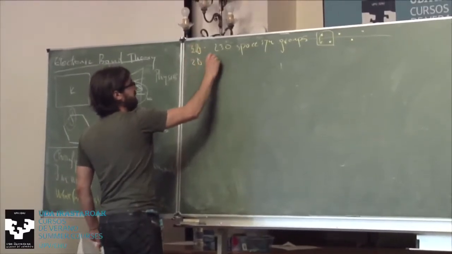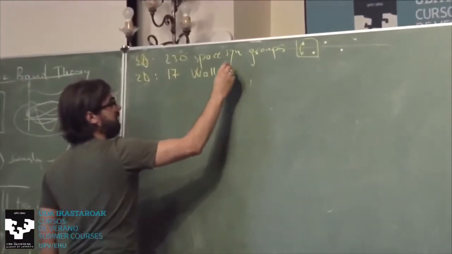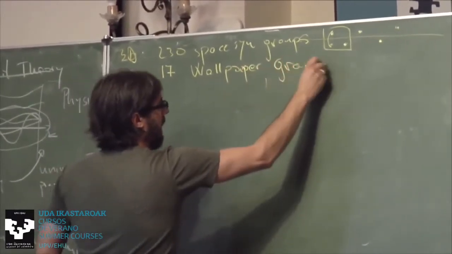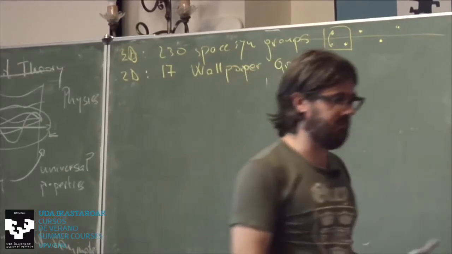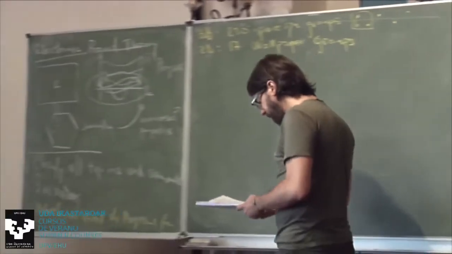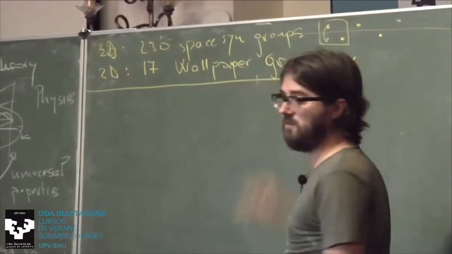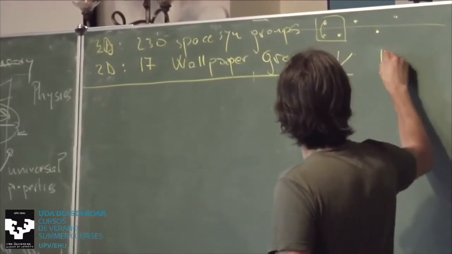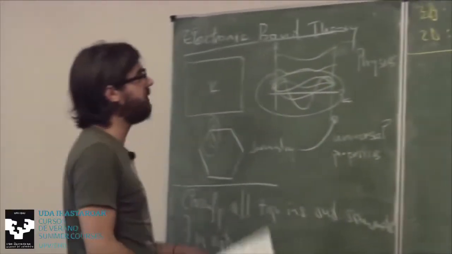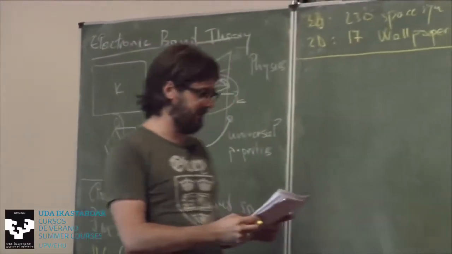In 2 dimensions, there are 17 so-called wallpaper groups, and they're called wallpaper because of obvious reasons. They're the groups of symmetry, space symmetries of 2-dimensional systems. Now, our example will be one of these groups, group number 17, the most symmetric one, which is the hexagonal, basically the hexagonal lattice. And we'll do the full theory, but then we'll run through these examples.